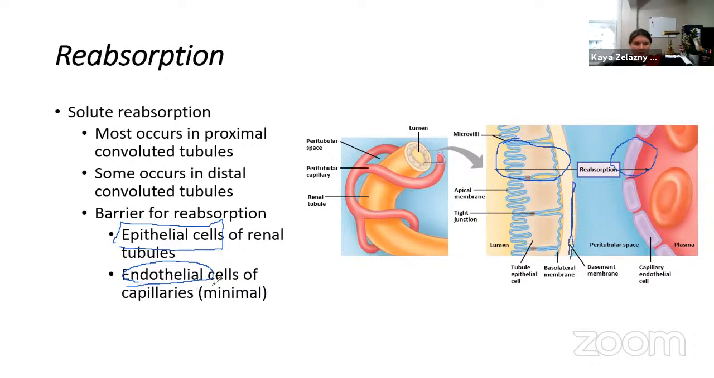When this says that the endothelial cells of the capillaries are minimal, in parentheses, what it's actually just saying is that most of the barrier, most of the part blocking stuff, is in this case the epithelial cells of the renal tubule, whereas before it was mostly the capillary walls that were blocking filtration. So we can see overall that this is going to be more of a barrier if we look at these epithelial cells in the renal tubules.